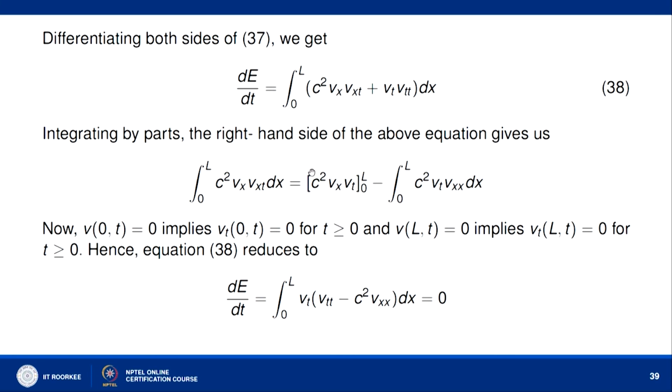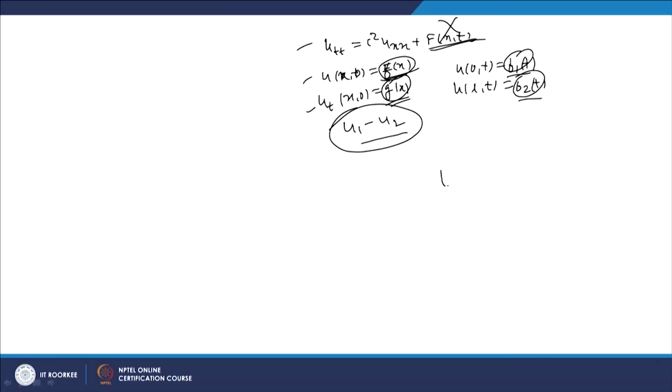Now, if you look at this boundary term c squared v_x v_t lying between 0 and L, our claim is that it is 0. How can we show this? Since v(0,t) is 0, it means that v_t(0,t) is also 0. Why? Here v(0,t) is equal to 0 for all t. So, if you want to calculate v_t(0,t), then it is what?